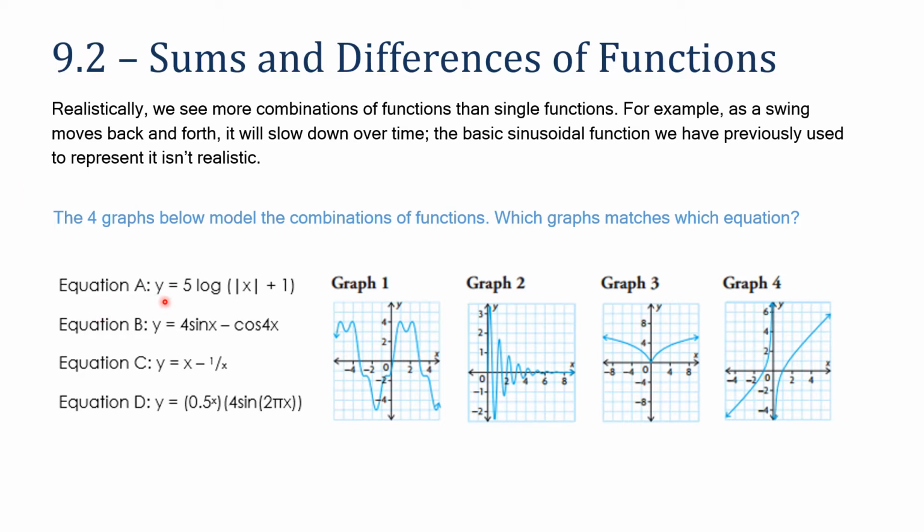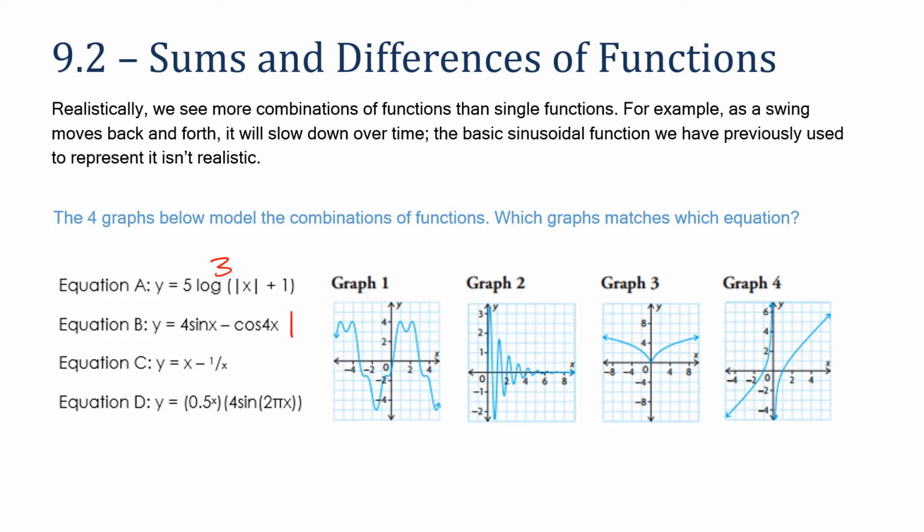Let's start with equation A. Which of the four graphs do you think is the same as equation A? Well, you don't really know, but the only one that looks kind of loggish, the right answer is graph 3. What about equation B? Which one do you think equation B matches? So a sine minus a cos, it could be really 1 or 2, right? They both look sinusoidal. It's actually 1.